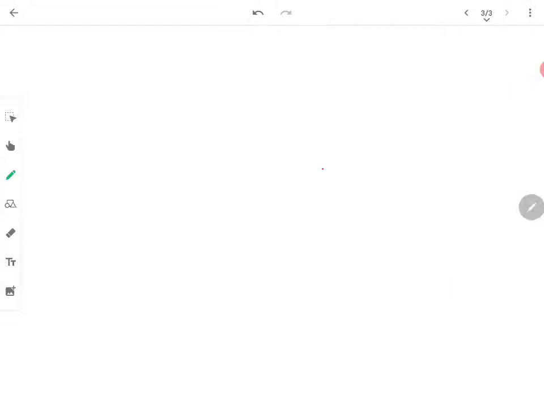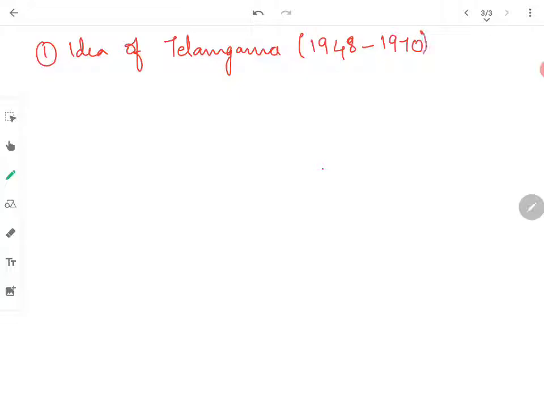Firstly, we will discuss the syllabus of the paper. As I already told you, the paper can be divided into three sections. The first section is the idea of Telangana. Basically, why did Telangana people want a separate state, and what was the injustice done to Telangana people? This section covers the time period of 1948 to 1970, and we have 5 chapters in this section.